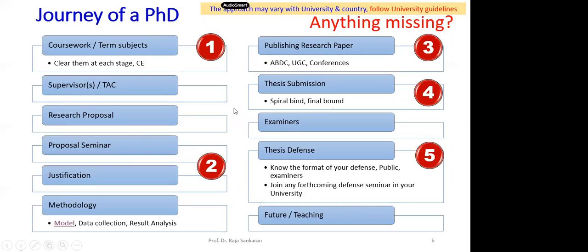One quick question, if you all can type it in the chat or specify what is missing in this whole journey. The question is, what is missing in this journey?